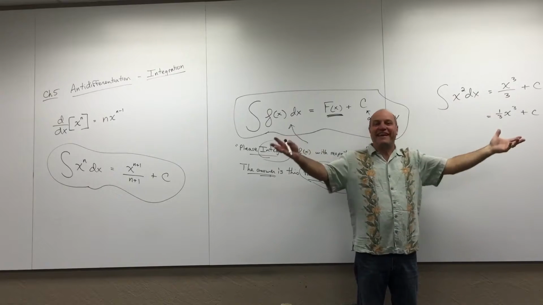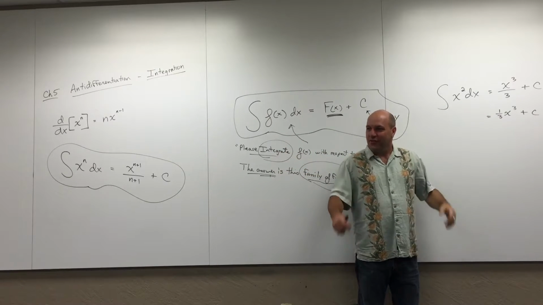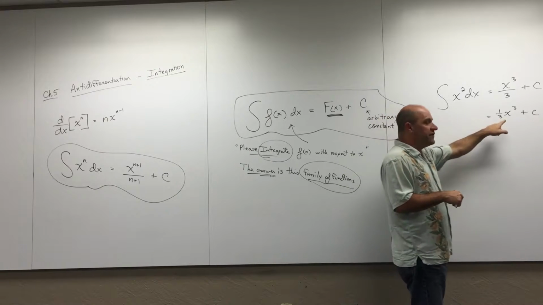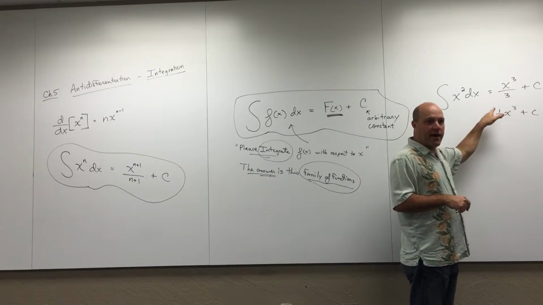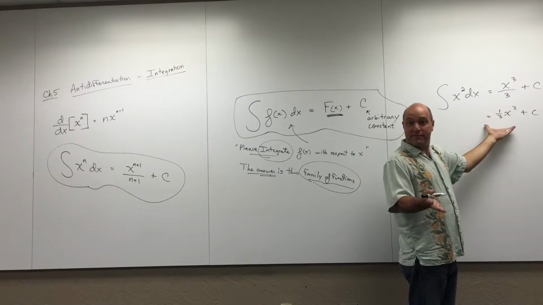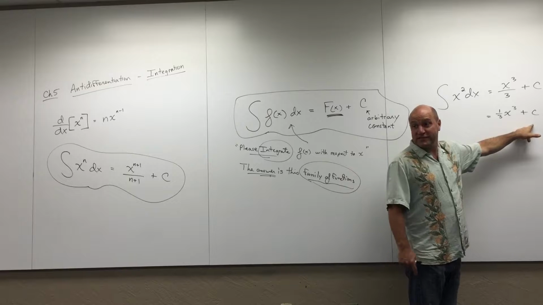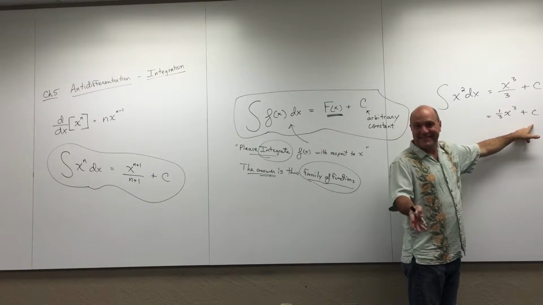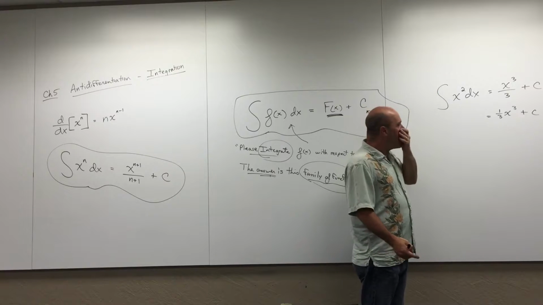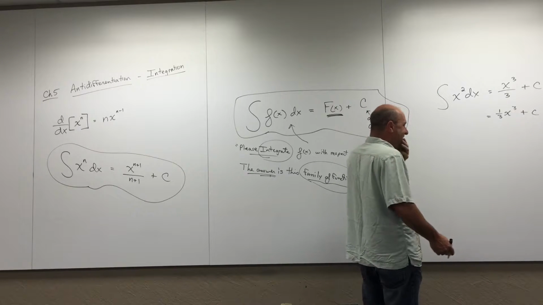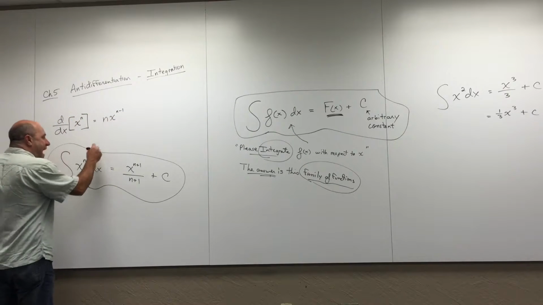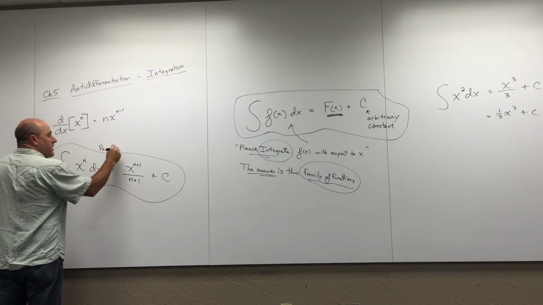By the way, now let's check it. That's the thing, you can always check these. Take the derivative. You bring the 3 down, it kills the 1/3, and you subtract 1, and you get x squared. And you take the derivative of the c, and you get 0. So you get x squared. This is the power rule for antidifferentiation.